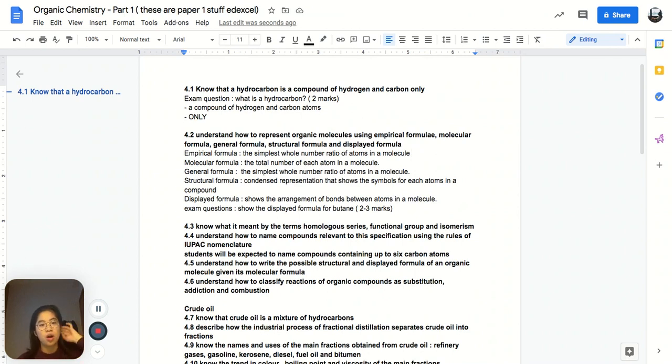You would need to know how to calculate empirical and molecular formula, but it's just not in this topic. That will be in the moles topic, so you don't need to know how to calculate in this topic. I'll just go over and give you an example for each of the vocabulary you need to know. Empirical formula is the simplest whole number ratio of atoms in a molecule. For example, CH3.